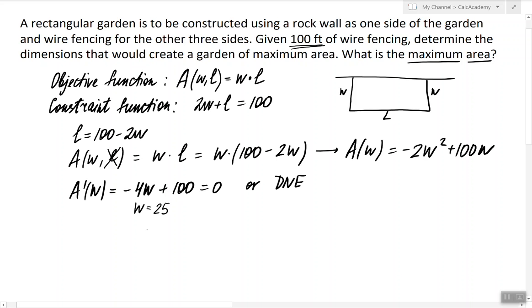So what happens at 25 we can find out by constructing the sign chart for the derivative. The derivative to the right of 25 is negative, and to the left of 25 is positive. So that means the function is increasing here and decreasing here. So at 25 we have an absolute and relative max.